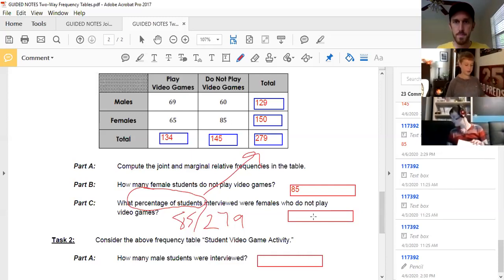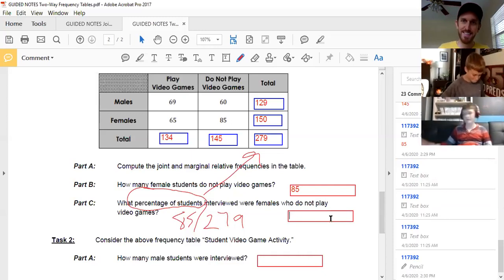I already have it down, 3.28. I think you did 279 divided by 85. I want 85 divided by 279. Okay. I did it the wrong way again.